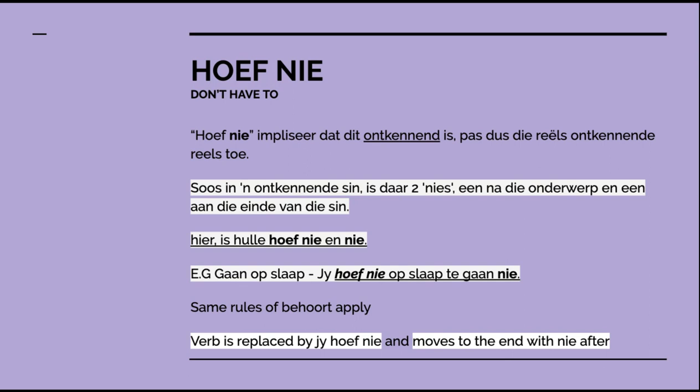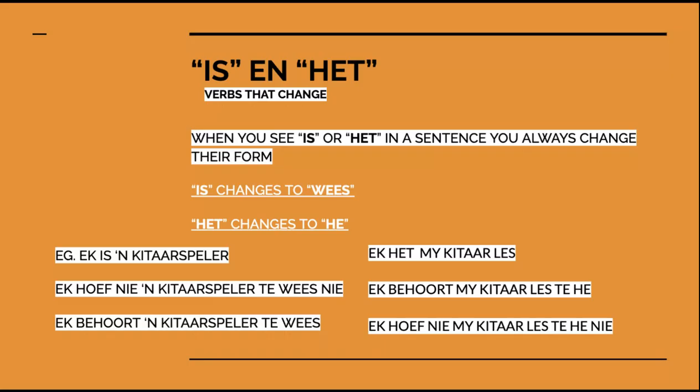Hoef nie, which means don't have to. Hoef nie implies the sentence is an ontkennend, negative, so all the ontkennend rules apply. Like in ontkennend, we have two nies, one after the verb and one at the end of the sentence. An example of this would be, gaan op slaap would change to jy hoef nie op slaap te gaan nie. Same rules as behoort apply. The verb is replaced by jy hoef nie and moves to the end with a nie after it.